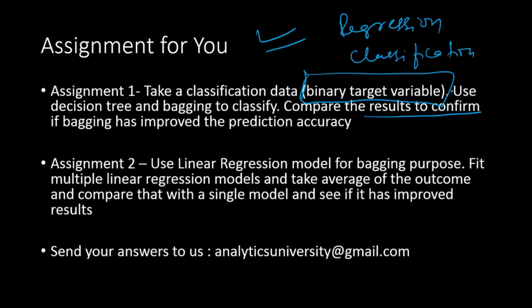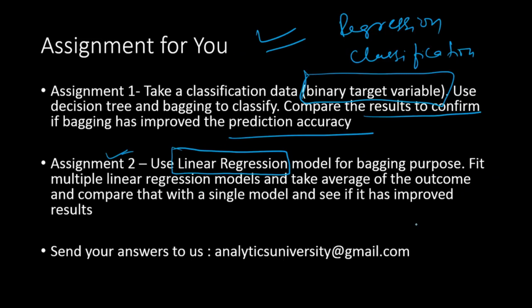Just build a decision tree, check the test error rate, and then use a bagging model and check the test error rate, and compare the test error rate for both these models and see if bagging is improving the prediction accuracy. Assignment 2 is to use a linear regression model for bagging purposes. Instead of decision tree, go ahead with linear regression. Okay, and do it manually. Don't use any automated procedure, the way we have used the random forest function, right? So fit multiple linear regression models and take the average of them.